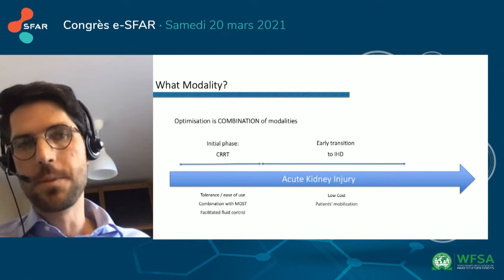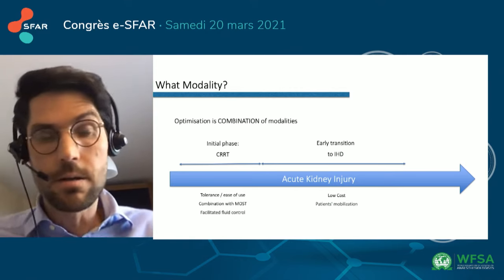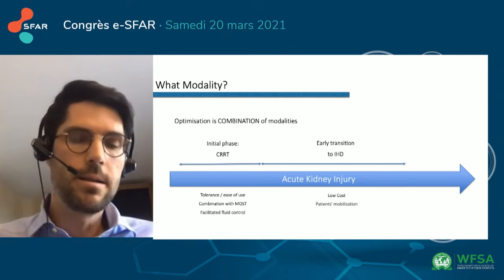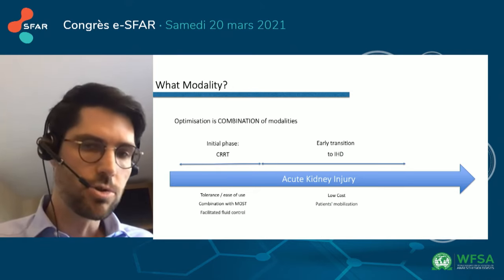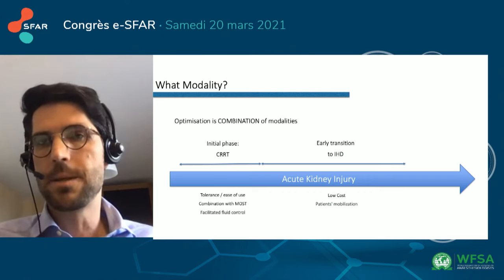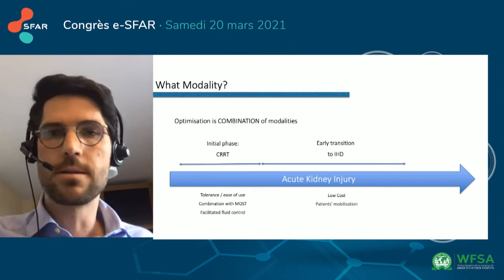Perhaps if you have a COPD patient coming to the ICU for something completely stable, and it needs RRT, you might start straight away with intermittent. So this transition might be calibrated depending on your experience in your center.